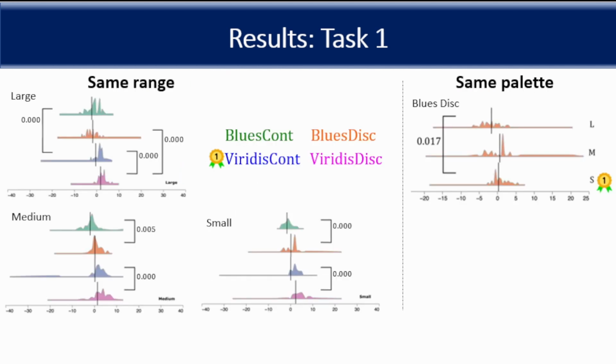Following this, when we divided by ranges, the best palettes were Viridis continuous and then blues discrete. Within each palette, the only one that showed differences was blues discrete, giving the best results in the small range. This was contrary to what we expected, that the lightest colors of the blues palette would be harder to distinguish.